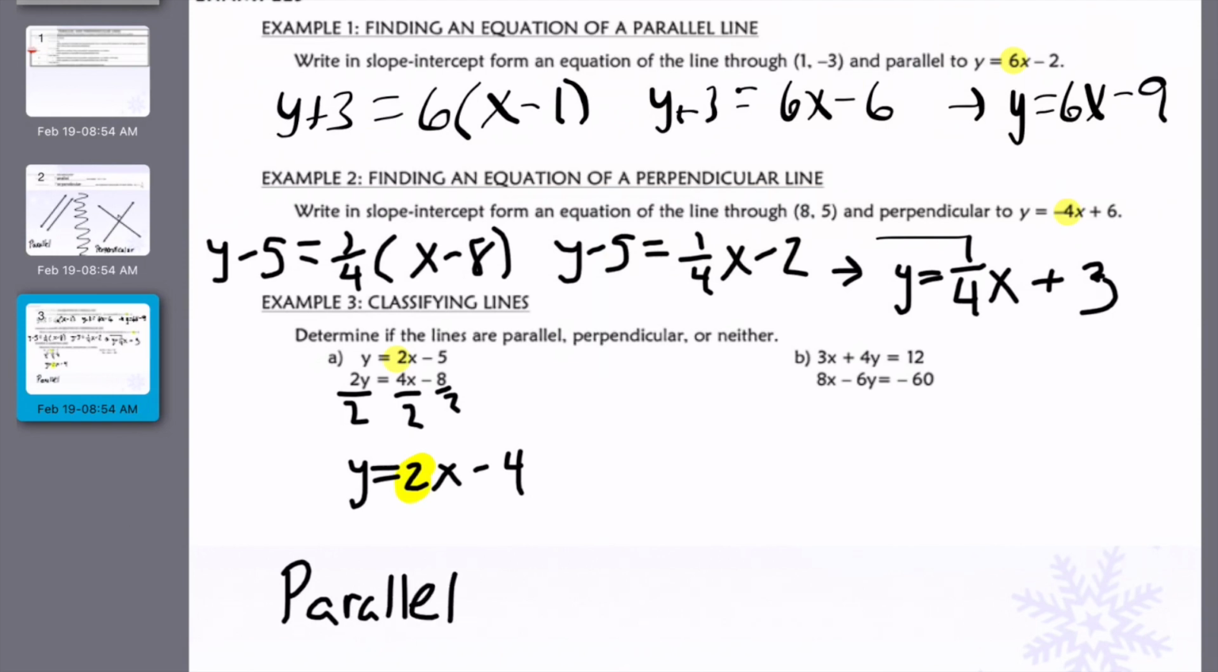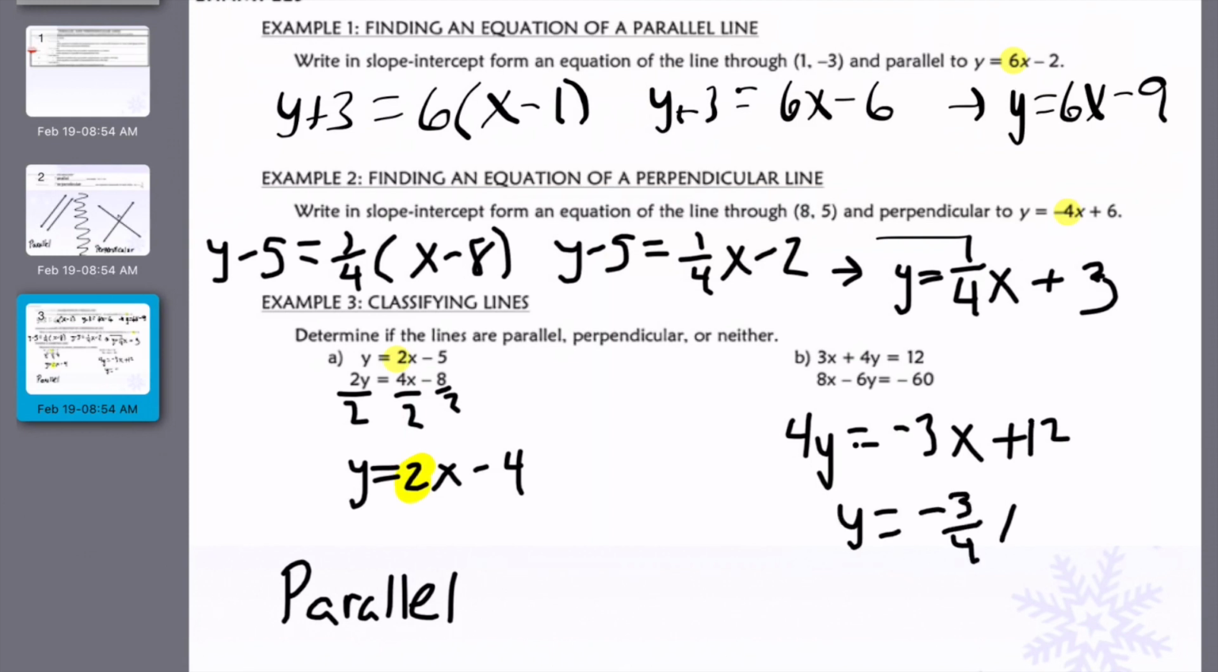And then in my last equation, it would be really helpful for me again to write these equations in slope-intercept form, in y equals mx plus b form. So I'm going to go ahead and try to transform these pretty quickly. Equals negative 3x plus 12. So that's going to give me y equals -3/4 x plus 3.